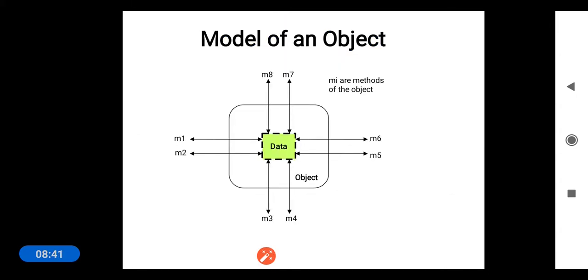So this is a simple model of an object. In this object we have certain data, and this data is surrounded by methods. That means all these methods are hiding the data. They act like a boundary wall for the data. Only by invoking certain methods can we access the data of an object.